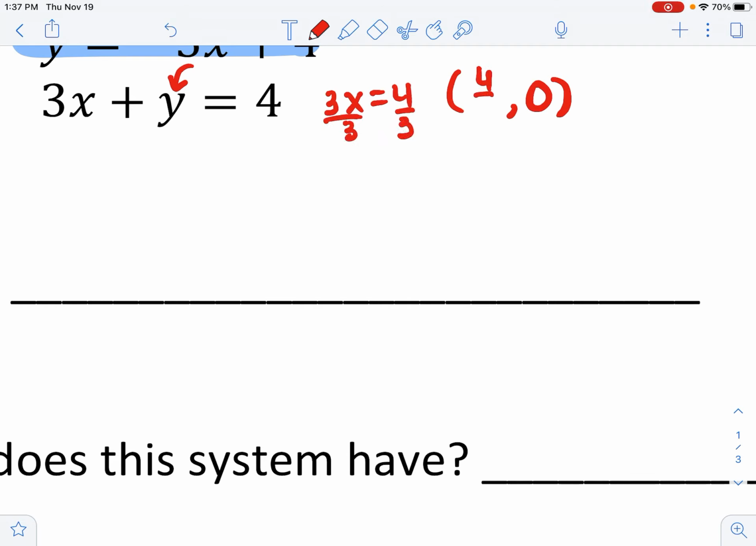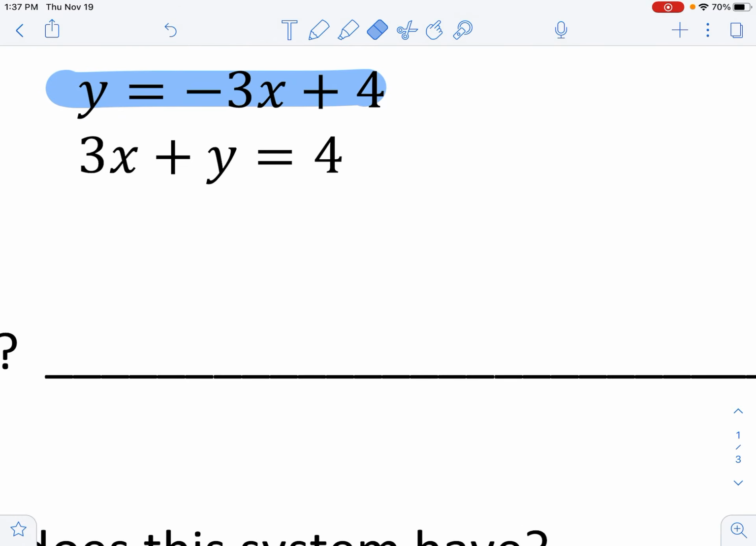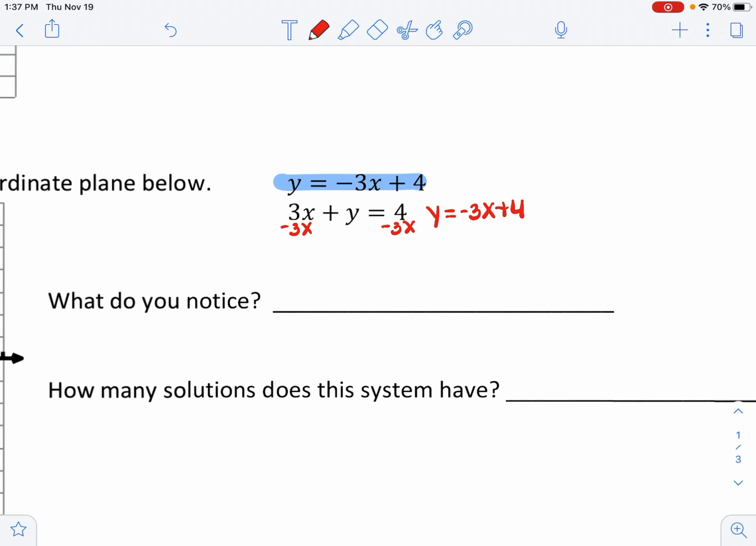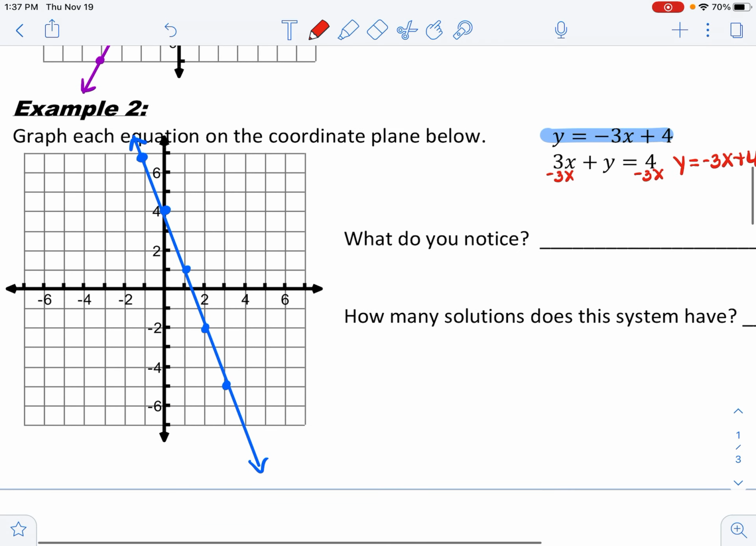So if I do that, I get 3x equals 4. Divide by 3 and I get 4/3. I don't want to graph the point (4/3, 0). I'm not going to have it accurate enough. So if that ever happens, all you have to do is get it in slope-intercept form. To get it in slope-intercept form, it has to be solved for y. So I'm going to subtract 3x from both sides. So I have y equals negative 3x plus 4.